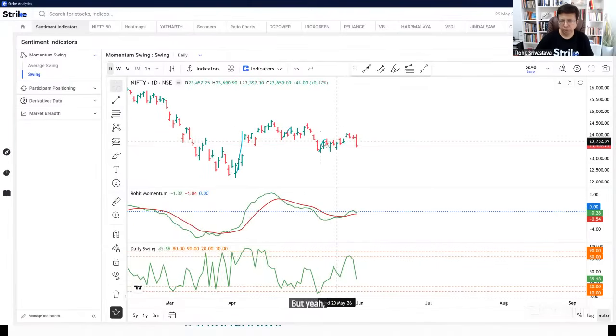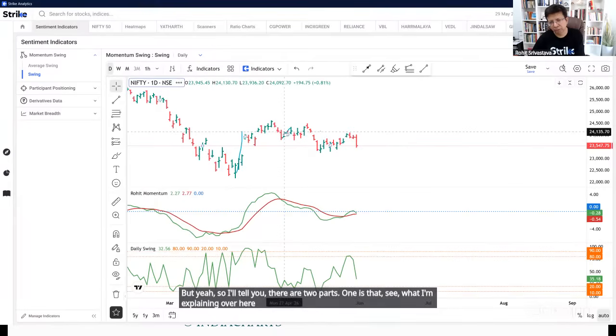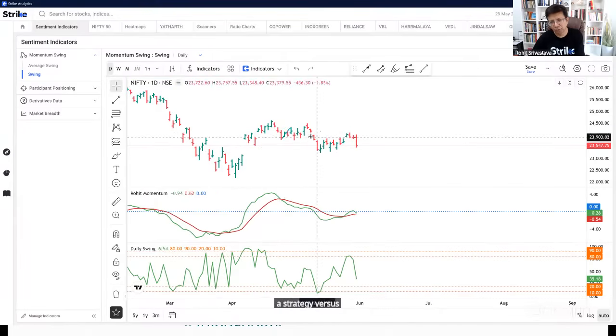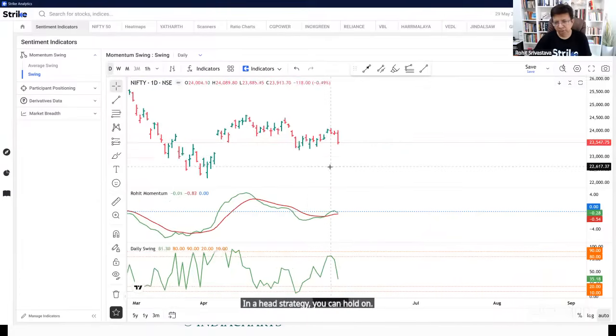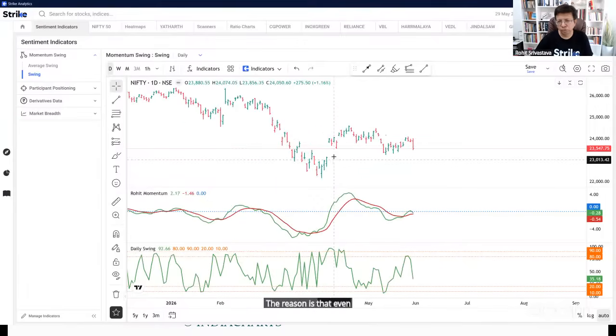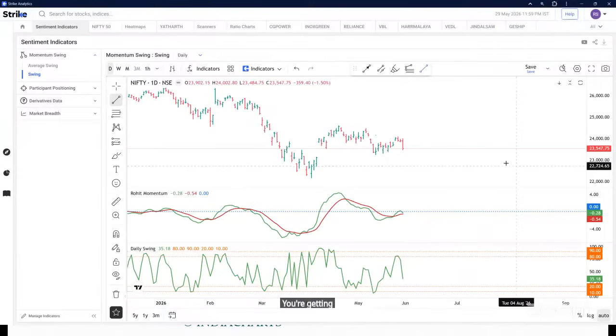But yeah, I'll tell you, there are two parts. One is that what I'm explaining over here, and you're asking about a strategy versus a pure play. Here, I'm only explaining the pure play based on the swing and RMI. I'm not explaining to buy calls and puts and a hedged strategy. In a hedged strategy, you can hold on. The reason is that even if it falls too much, the puts will save you and you will not lose anything. That is why we've tried to do it that way. You're getting me? Yes, I'm getting you, sir.